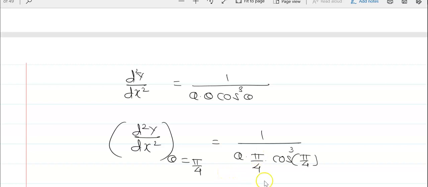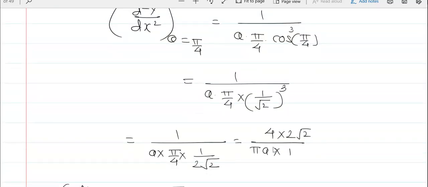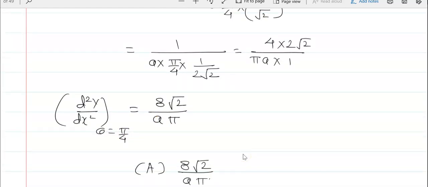Therefore, d2y by dx square at theta is equal to pi by 4. Theta is equal to pi by 4. Cos cube of pi by 4, that is 1 by root 2 cubed, that is 1 upon 2 root 2. And a into pi by 4 into 1 upon 2 root 2. If you simplify it, then you will get 4 into 2 root 2 upon pi a. That is 8 root 2 upon a pi. Therefore, d2y by dx square at theta is equal to pi by 4 is 8 root 2 upon a pi. Therefore, option A is the correct one.